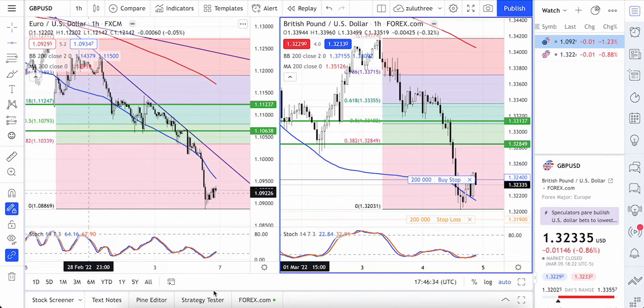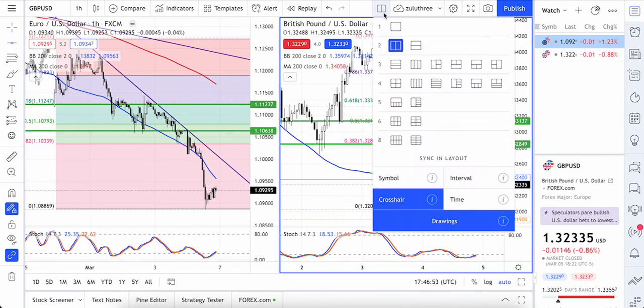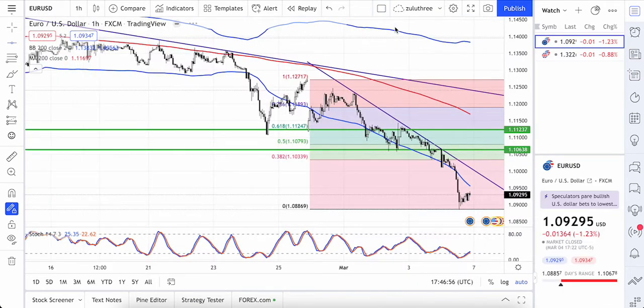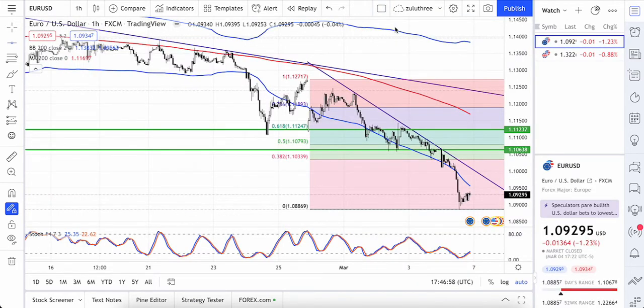So we've got two charts on the screen right now. That's the euro on the left, euro against the US dollar, and the British pound against the US dollar. So what I want to do is quickly look at three currencies, in fact. And for that, I'm going to zoom in and go to a single screen. And we're going to start with the euro against the US dollar.